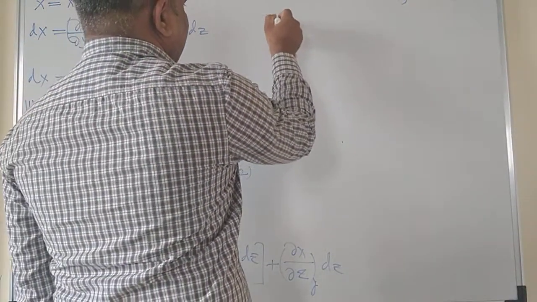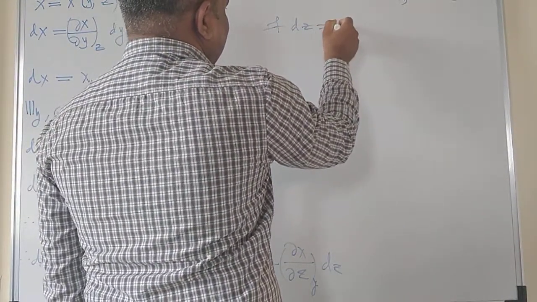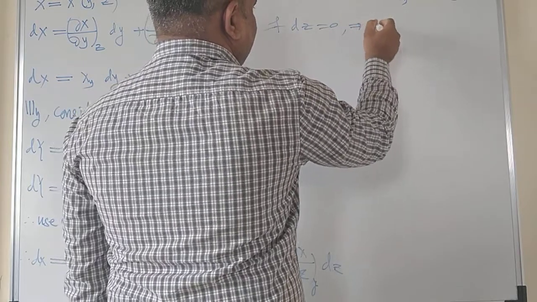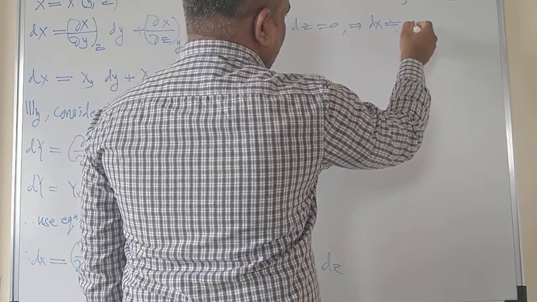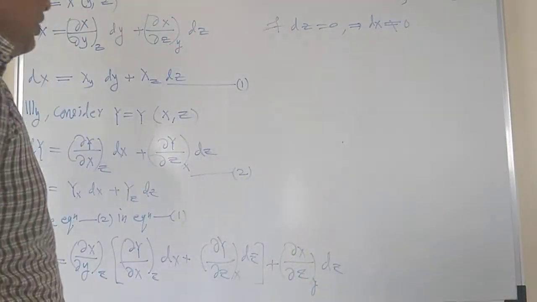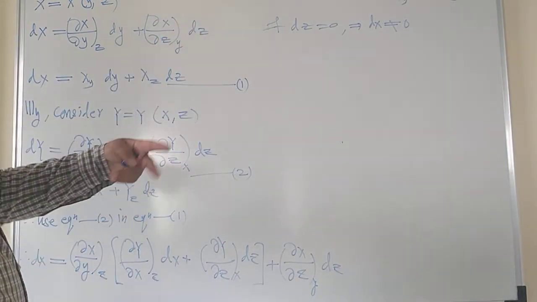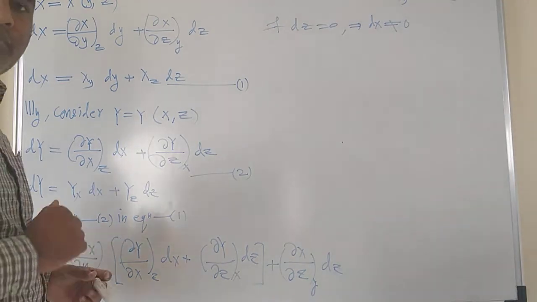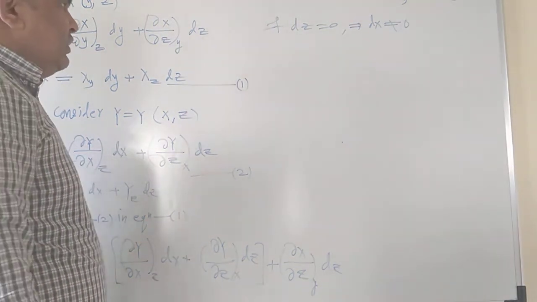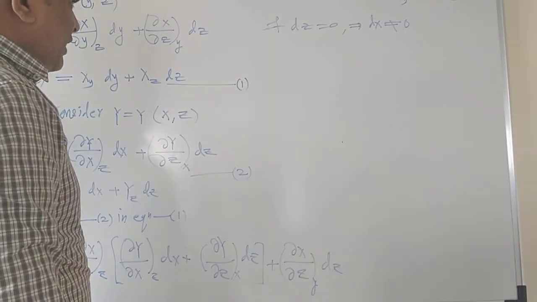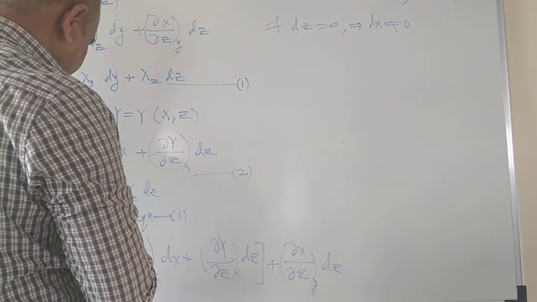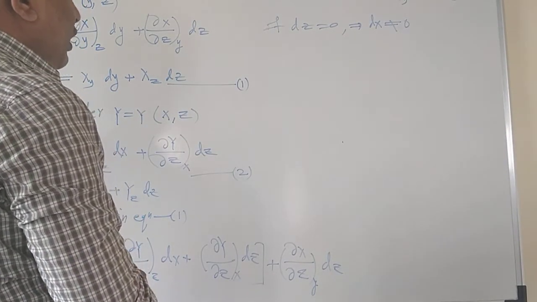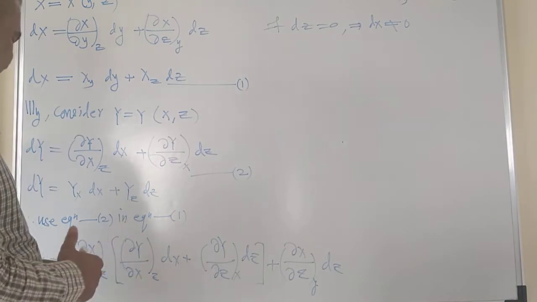Therefore I can say if dz is equal to 0, this implies that dx may or may not be equal to 0. There are two cases, and in the next case, if your dx is equal to 0, your dz must not be equal to 0, correct? So therefore what we will do, we will consider this first case and put the values of dx as 0 where dz is non-zero.